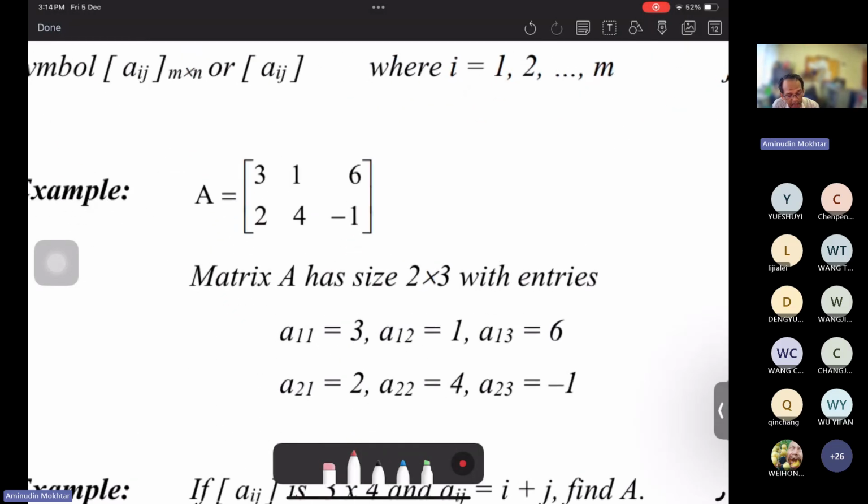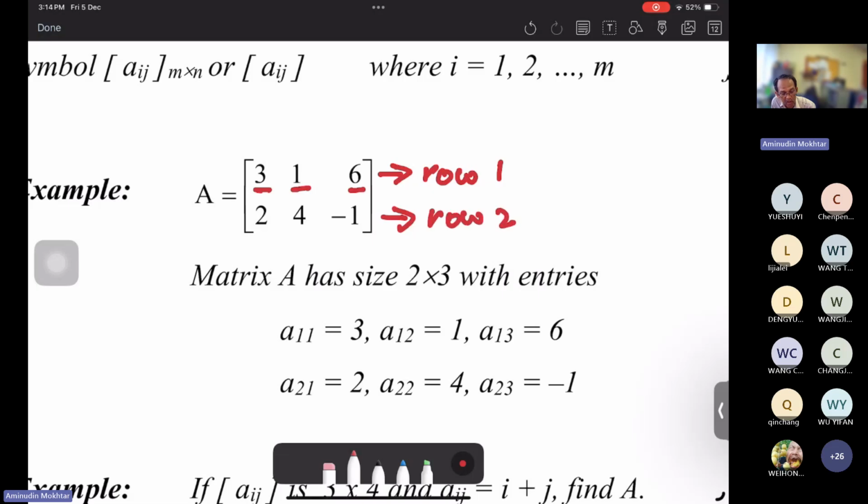Okay, for example, let's say I have this matrix A. In this matrix, the elements of the first row are 3, 1, 6. That is the element of the first row. When we read horizontally, 3, 1, 6 is row number 1, and then the next one is row number 2. Row number 2 has the numbers 2, 4, and -1. In other words, those are the elements of matrix A.